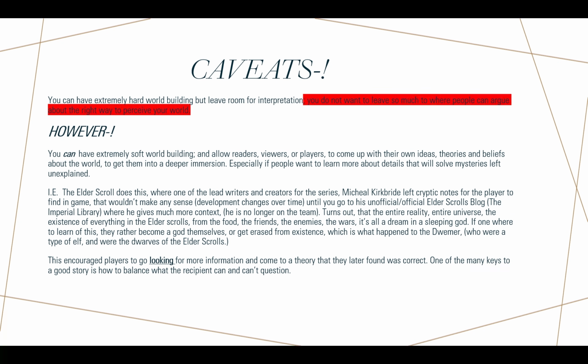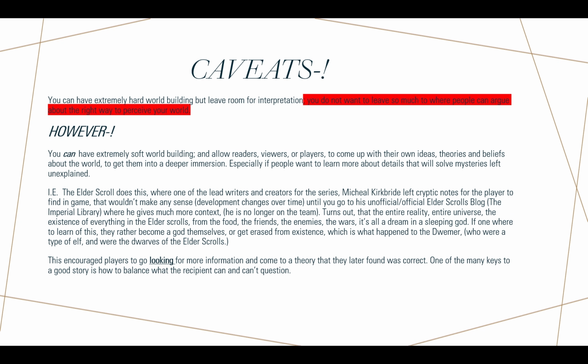Gotta love apple cider. So when we look at the Elder Scrolls, I said the Elder Scroll, I meant the Elder Scrolls, I apologize. One of the lead writers and creators for the series, Michael Kirkbride, left cryptic notes for the player to find in-game that wouldn't make any sense, because development changes over time, until you go onto his unofficial/official Elder Scrolls blog, called the Imperial Library, where he gives much more context. He's no longer with the team, and he hasn't been since Oblivion, I believe.